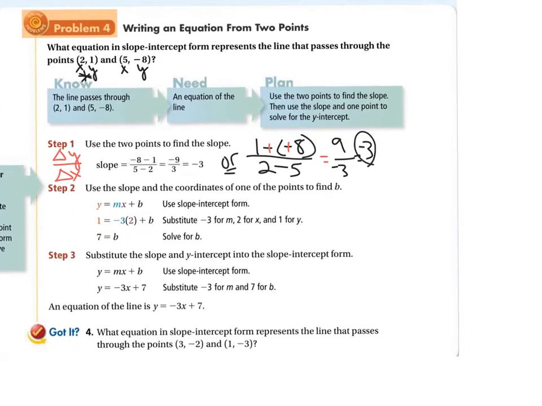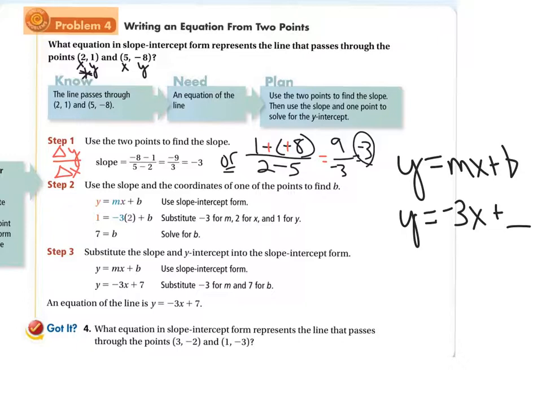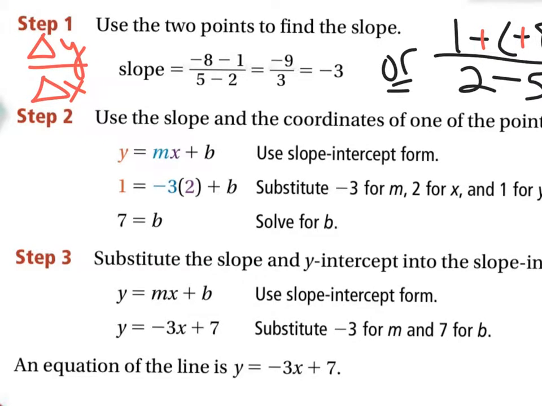So what does that mean? Well, that means that in y equals mx plus b, we know one of our missing pieces. We know m is equal to negative 3. So it's y equals negative 3x plus something. We don't know what the something is. So one option, like the book's doing, is substituting a point in. They just pick one, and it doesn't matter which one. They put the point 2, 1 back in that equation along with the slope of negative 3. They just substituted and worked it out.